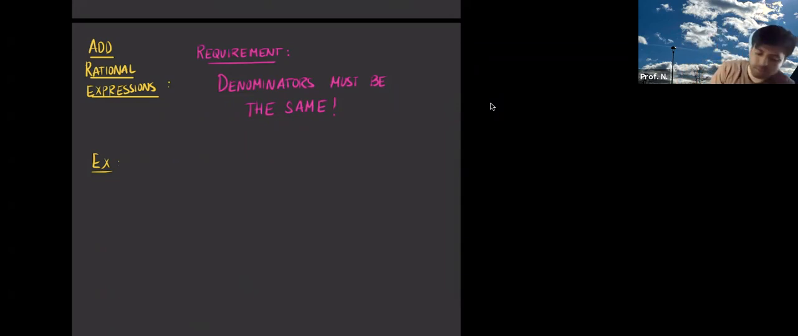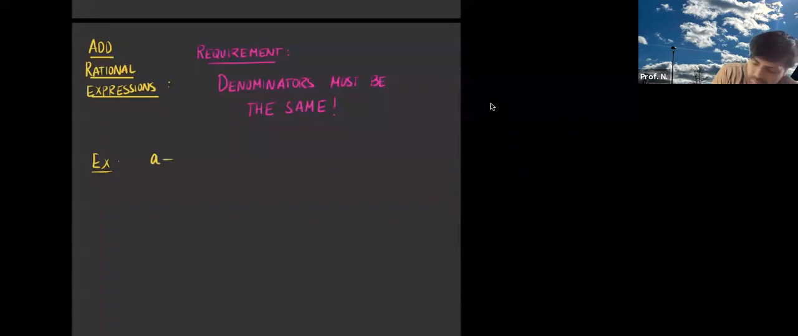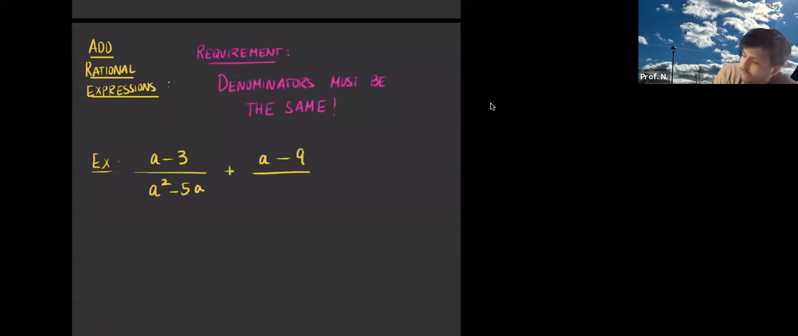Yeah, let's say I want to add this, okay? I want to add a minus 3 over a squared minus 5a plus a minus 9 over a squared minus 25. So the first thing we notice off the bat is that the denominators are not the same, or I should say, unlike denominators, right?